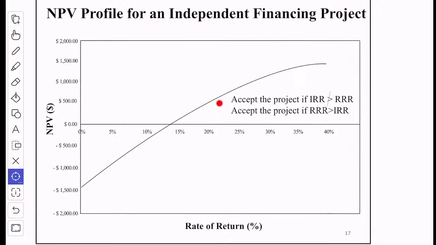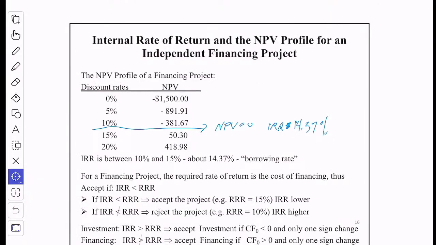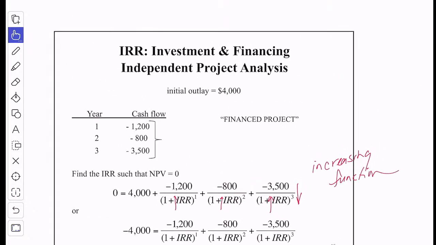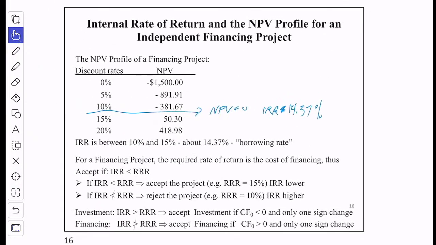So as long as the discount rate the firm uses is greater than the IRR, the project will be profitable. We should accept the project. So everything reversed. The signs reversed. It's now positive and then negative future cash flows. And what else reversed? The function reversed and the interpretation reversed. So everything reversed because of the sign change.